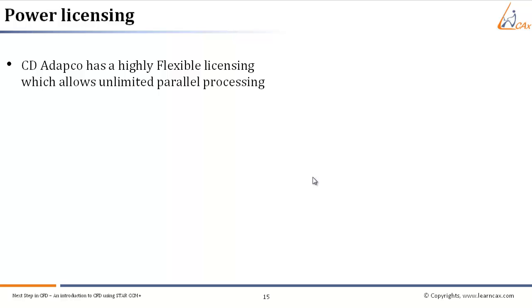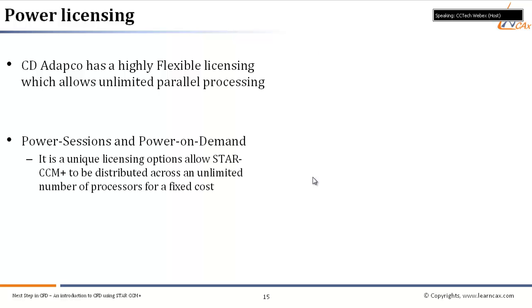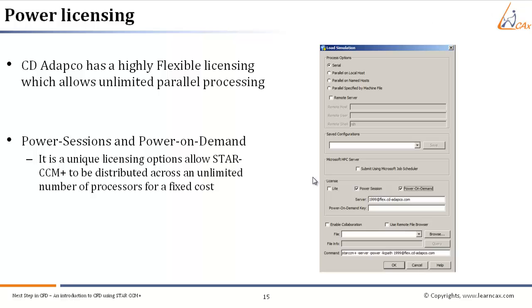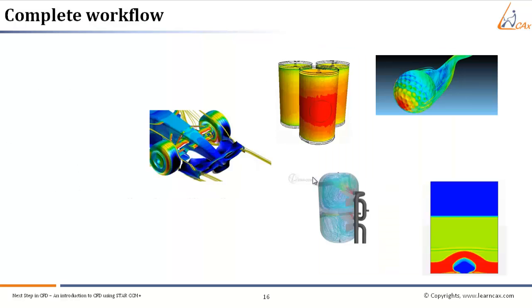The licensing scheme is one of the best things because it provides power on demand and power session licenses, a key which you can use on multiple processors and multiple machines. It does not restrict the user to a single machine. It is like on-the-go licensing, very near to cloud computing or cloud licensing.